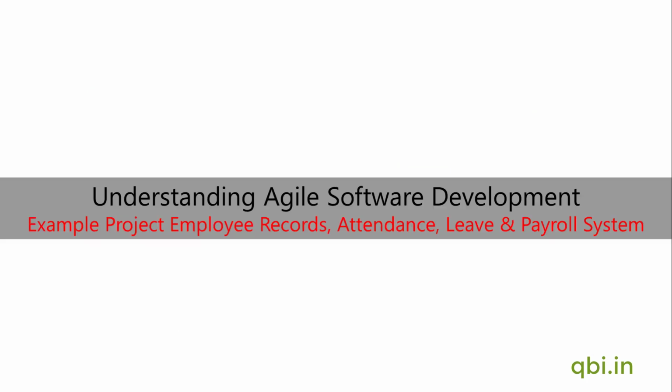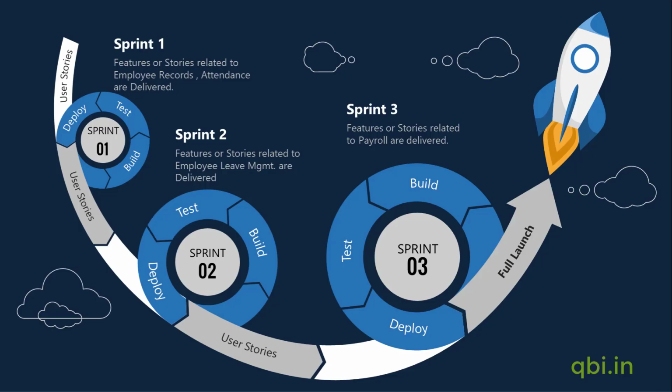Let us now understand Scrum software development utilizing an example project which involves development of employee records, attendance, leave, and payroll. Let us hypothetically assume that the Scrum team will be able to complete this project in 3 delivery cycles or 3 iterations. On a Scrum project, a development or delivery cycle is called a sprint. A sprint usually lasts 2 to 4 weeks. After every sprint, software equipped with additional features is delivered to the client.